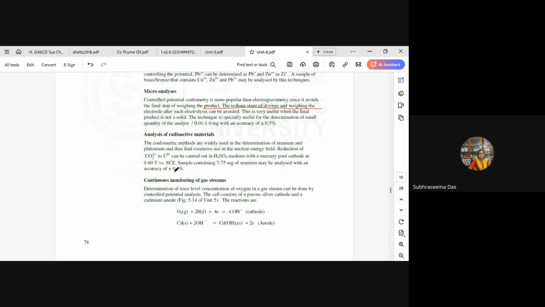Then coulometry is also used for analysis of radioactive materials. The coulometric methods are widely used in the determination of uranium and plutonium, and they find extensive use in the nuclear energy field. The reduction of UO2 2+ to U4+ can be carried out in H2SO4 medium with a mercury pool cathode at minus 0.6 volt versus SCE. A sample containing 7 to 75 mg of uranium may be analyzed with an accuracy of plus or minus 0.1%.